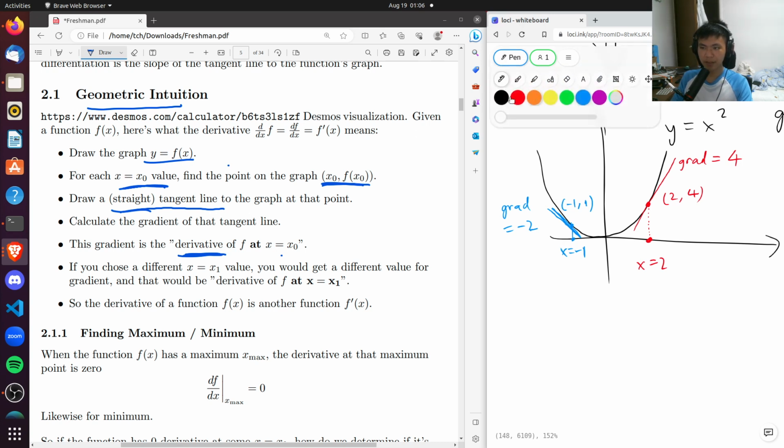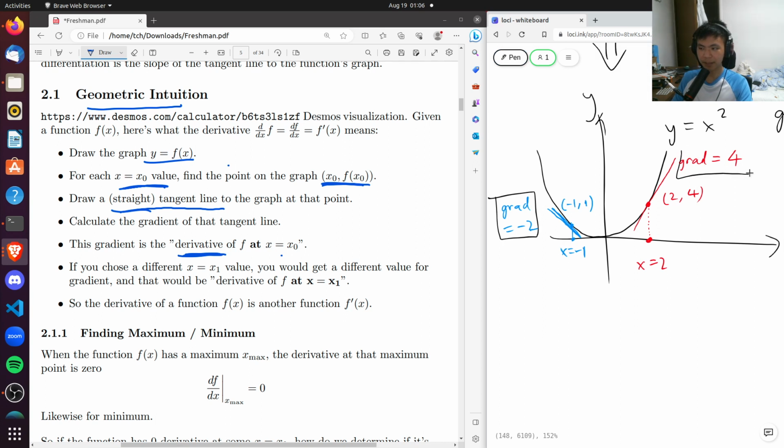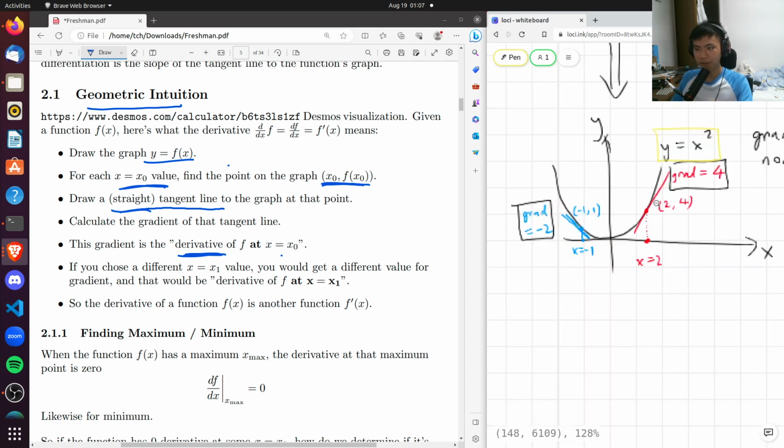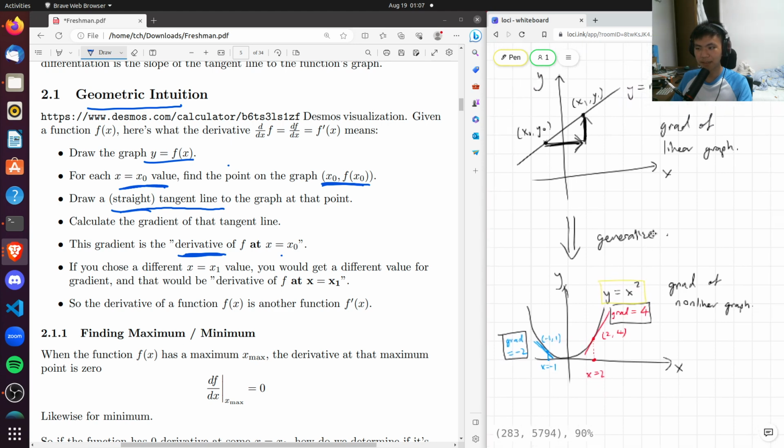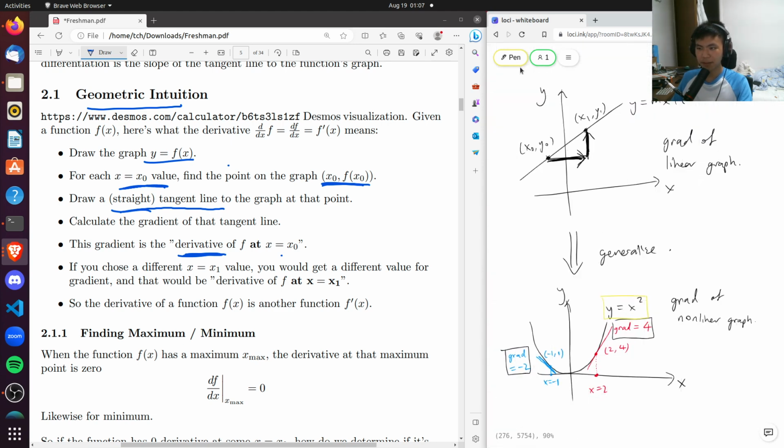And so calculus is the art of finding how to calculate these gradient values. If I give you the function boxed in yellow, how can you give me the gradients of this function? And there's a very systematic procedure to do this, known as taking the derivative or differentiation.